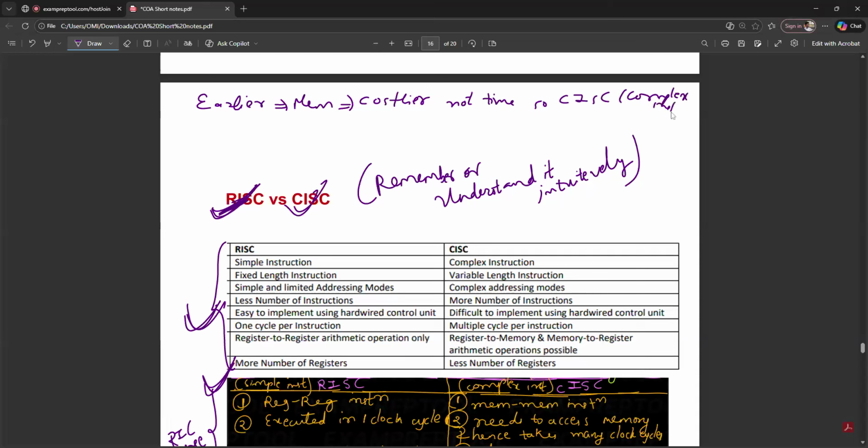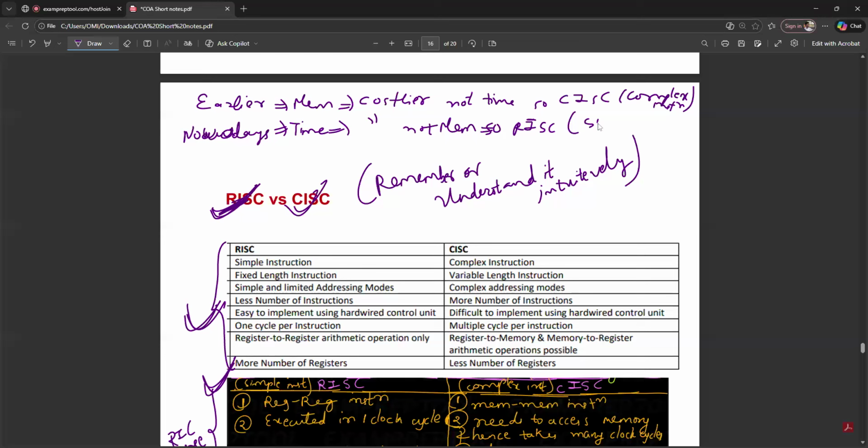Complex instruction is used so that memory is used less, right? But nowadays, time is costlier, not memory. So RISC is used, reduced instruction set computer, right?